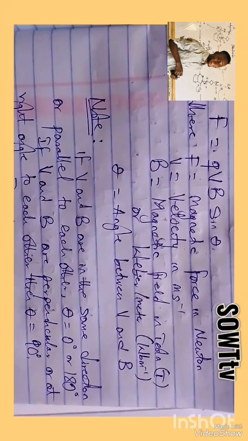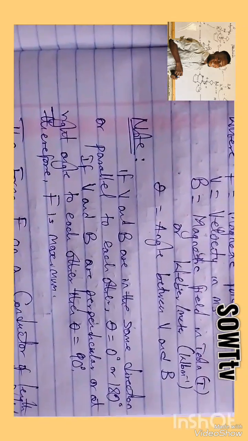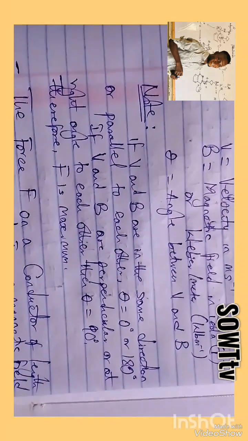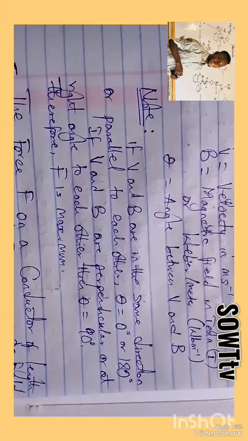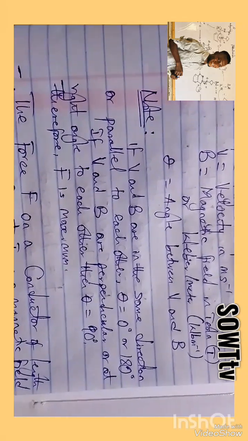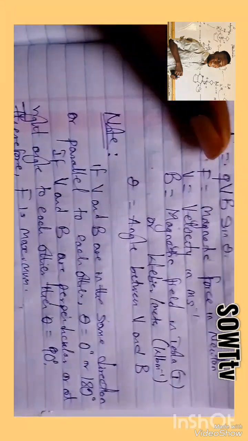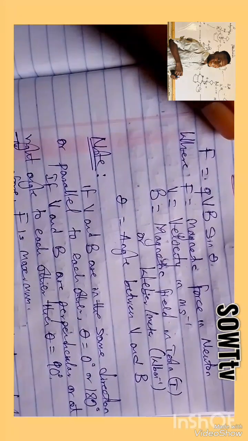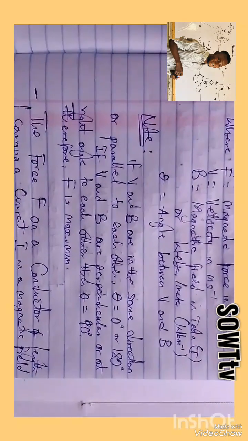Then theta is the angle between the velocity and the magnetic field. Note, if V and B are in the same direction or parallel to each other, that is, when there is no angle formed or we have 180 degrees, it means that the F is equal to 0. Yes, the F is equal to 0.